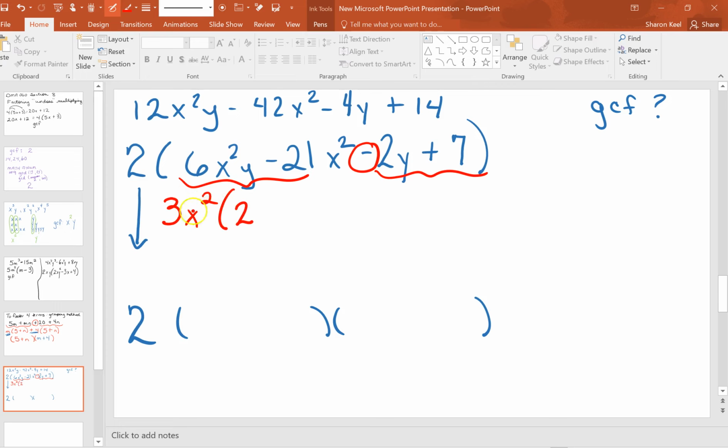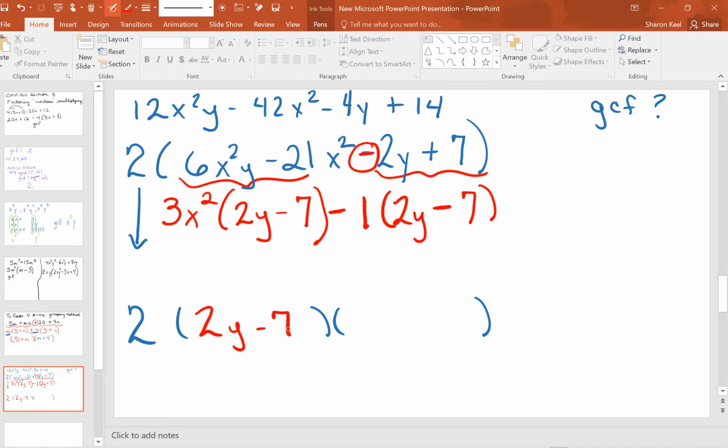3 from 6 is 2. The x squared cancels. I'm left with a y. 3 goes into negative 21 minus 7. The x squared here and here both cancel. Always use the sign given. These 2 have nothing in common, so if there's nothing, we're going to write the understood 1. Now, notice I'm going to put the 2y and the 7, but let's check on this sign. We didn't have a minus here before, we had a plus. A negative and a positive is a negative. A negative times what gives me a positive? A negative. So what was in common is the 2y minus 7.